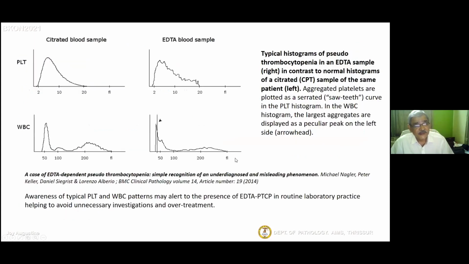Now, one method of recognizing the EDTA associated pseudothrombocytopenia is to repeat the same test, taking a sample of blood with a citrated blood sample. It will not show the serrated appearance which is seen in the EDTA blood sample, and so you will get a normal count. It can also affect the WBC histogram.